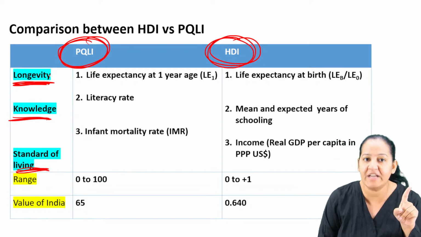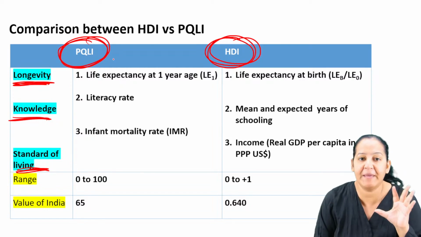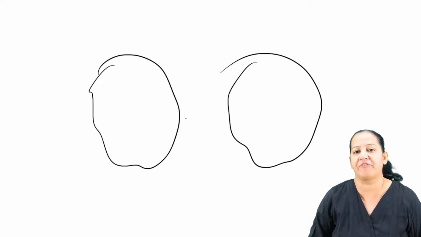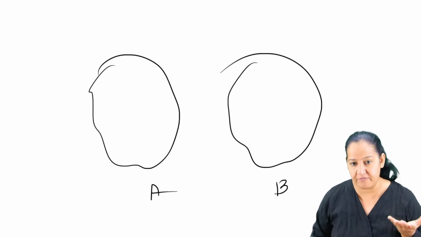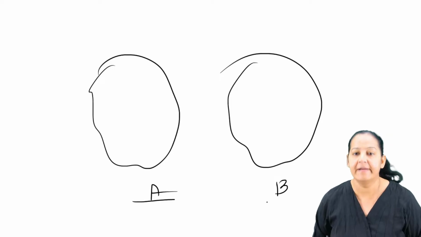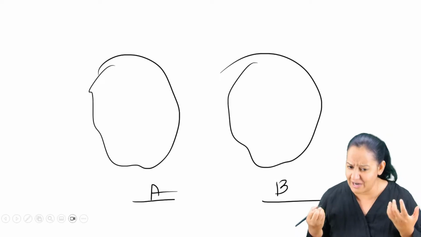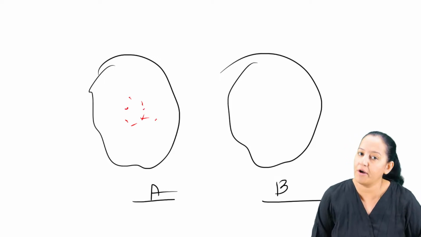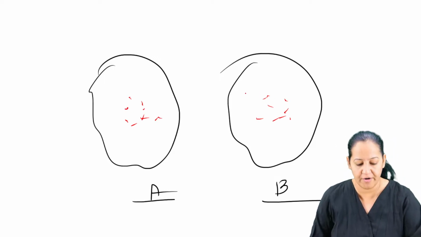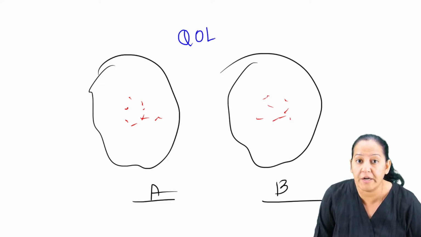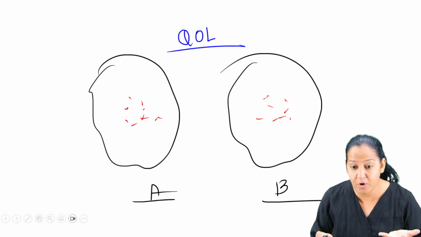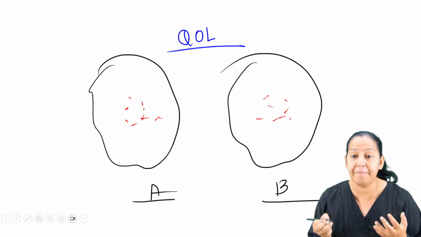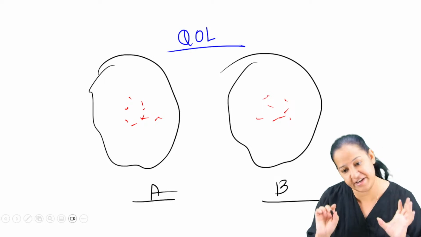For longevity in PQLI, please understand with an example: there is a geographical area A and a geographical area B. Suppose these are two countries, for example India and US, or Japan, any two countries. People living here have a quality of life, and people living here have a quality of life. How do we compare which people have better quality of life? There should be some objective criteria to compare them.